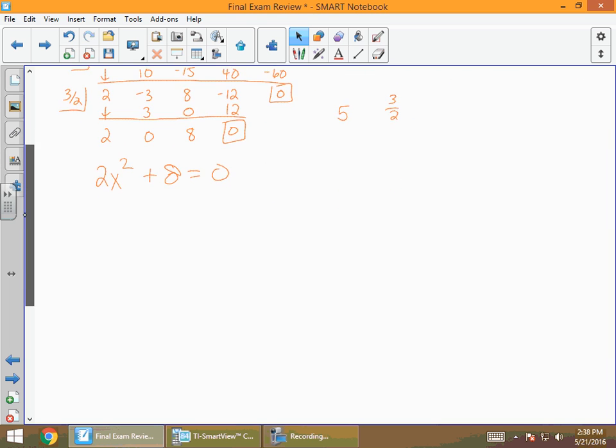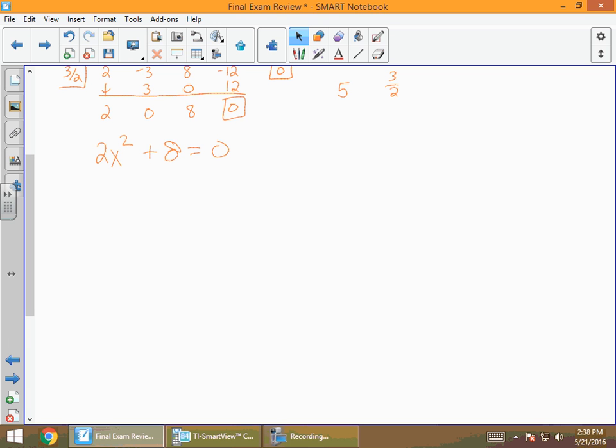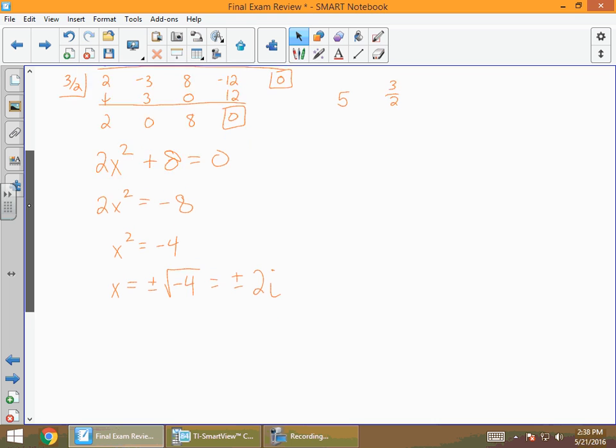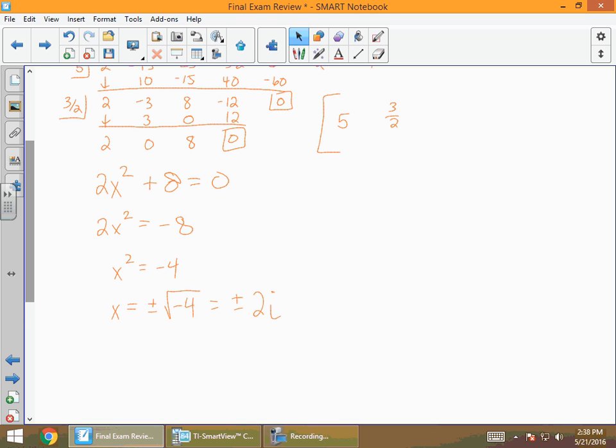In order to solve this, let's just use some Algebra 1 skills. Subtract 8. So 2x squared equals negative 8. Divide by 2. X squared equals negative 4. Square root. X equals positive or negative the square root of negative 4, which is positive or negative 2i. So my 4 roots are 5, 3 over 2, 2i, negative 2i. Those are your 4 answers.